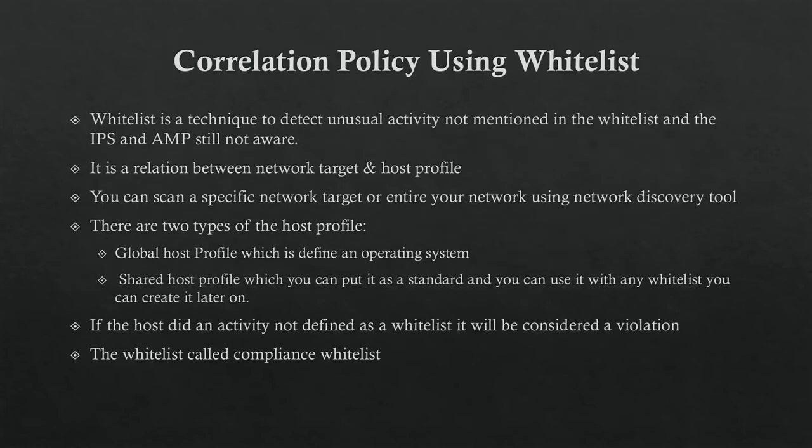So here, the correlation policy, like the whitelist, is a technique to detect unusual activity not mentioned in the whitelist, and the IPS and AMP are still not aware. Why did I put IPS and AMP? I want you to think of correlation as something where you can predict that unusual behavior or activity will happen even before IPS can cover it, because it simply does not have a signature.